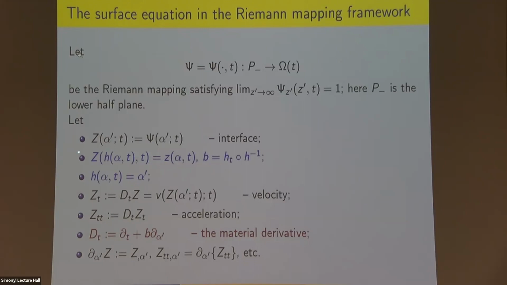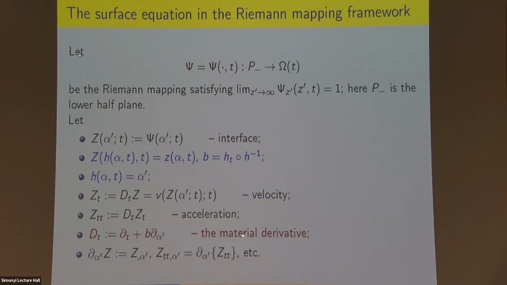Okay, so this is the interface equation, and there is a change of coordinates between the Riemann mapping and the Lagrangian, right? So alpha prime is Riemann mapping, alpha is Lagrangian, and there's a change of coordinates given by this relation. This b comes up if you do the chain rule. Capital ZT is our notation to say this is the material derivative. dt is a material derivative, and if you take two material derivatives, you get acceleration.